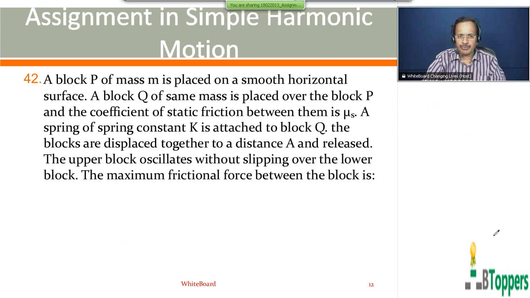Block P of mass M is placed on a smooth hard surface. Block Q of the same mass is placed over block P, and the coefficient of static friction between them is mu s. A spring of spring constant K is attached to block Q. The blocks are displaced together a distance and released. The upper block oscillates without slipping over the lower block. The maximum frictional force between the blocks is?